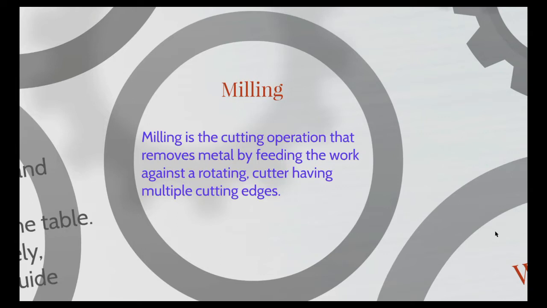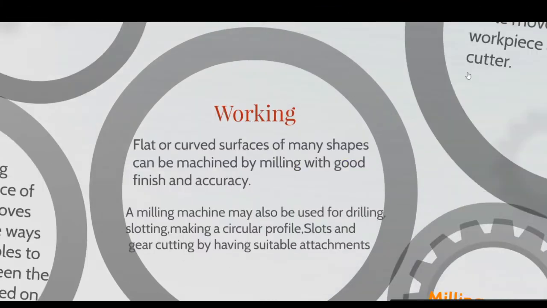Milling process is basically preferred in order to produce holes, pockets, slots, or 3D surface contours, or producing gears. How it works: flat or curved surfaces of many shapes can be machined by milling with good finish and accuracy. A milling machine may also be used for drilling, slotting, making a circular profile, slots, and gear cutting by having suitable attachments.